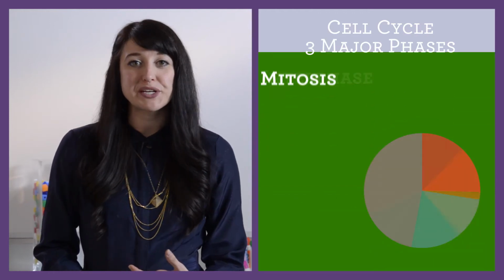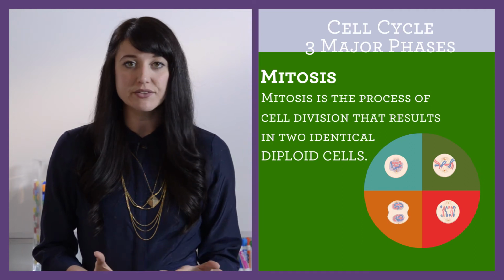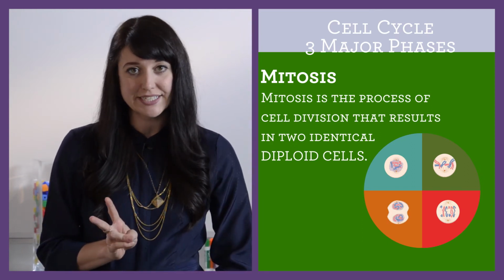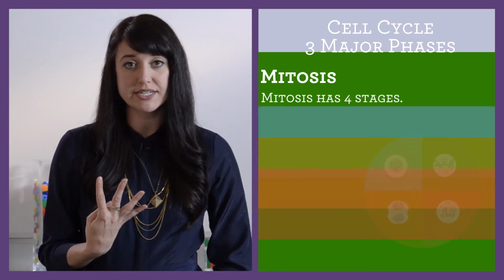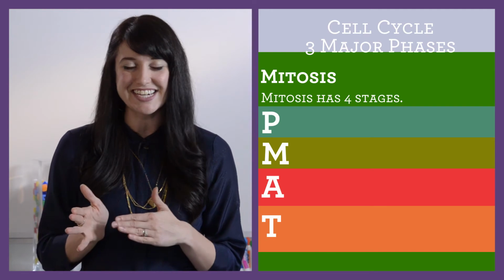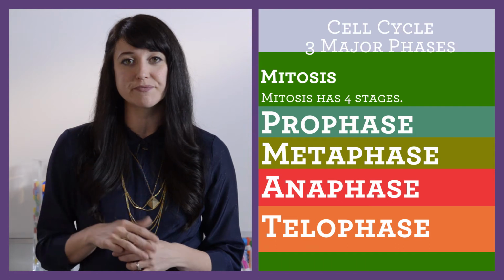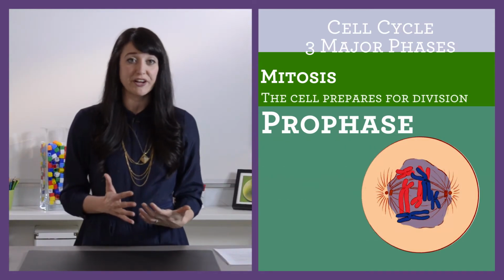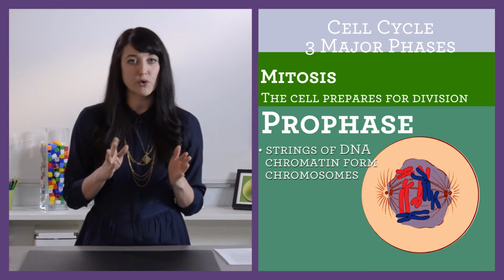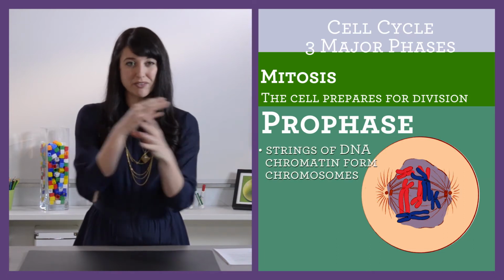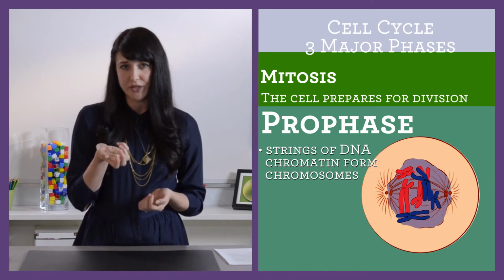All right, let's talk about mitosis in more depth. Mitosis is the process of creating cells that results in 2 identical diploid cells. Mitosis is broken down into 4 stages: PMAT, prophase, metaphase, anaphase, and telophase. Prophase is when the cell is preparing for division. Chromatin, which is little strands of DNA, start to form into chromosomes, which make them more compact and easy to divide. Think about if you wanted to give someone some string.